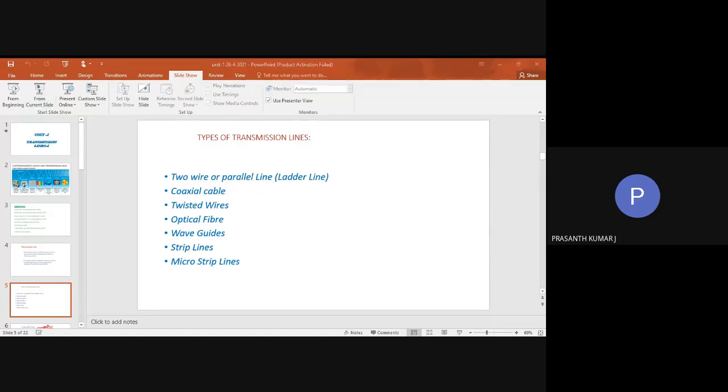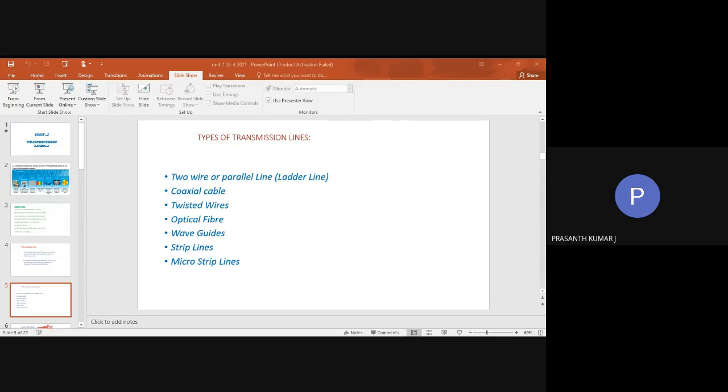Okay. So in types of transmission lines, the first one is two wire or parallel wire. Second type of transmission line is coaxial cable. Third one is twisted wires. Fourth one is optical fiber cable. Fifth one is waveguides. Sixth one is strip line. And seventh one is microstrip line. These are all different types of transmission lines. So based upon the application, we are using different transmission lines. Now we are going to see what these transmission lines are in detail.